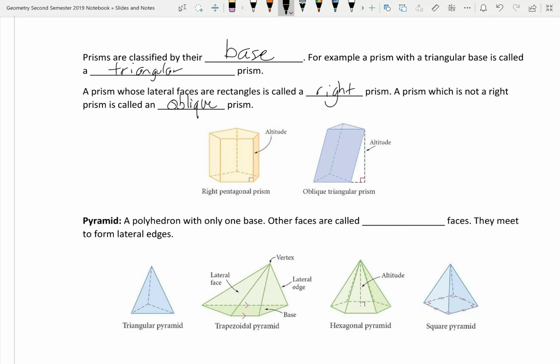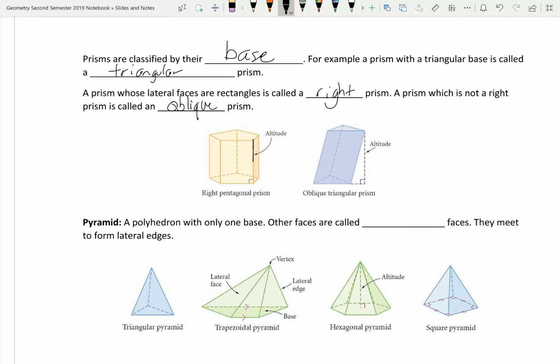Notice the altitude for a right prism is right along one of the edges. However, for an oblique prism, the altitude is outside of the prism. The altitude is always perpendicular to the plane that intersects that base.